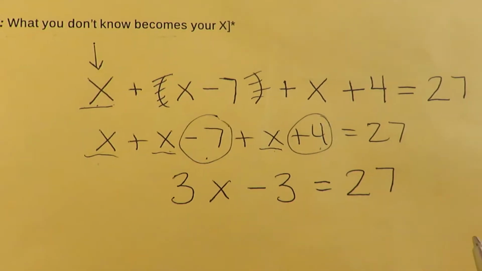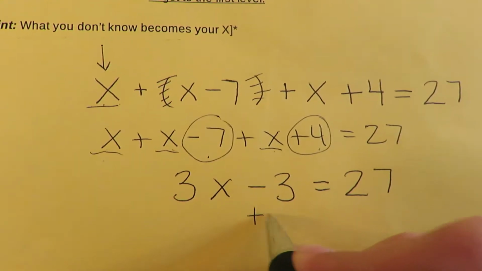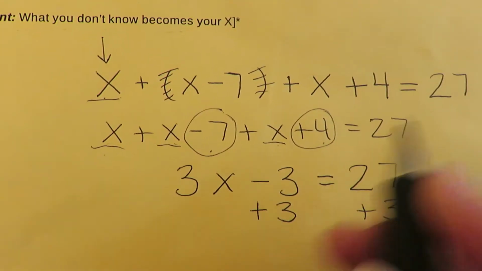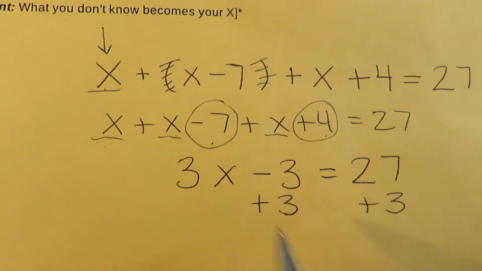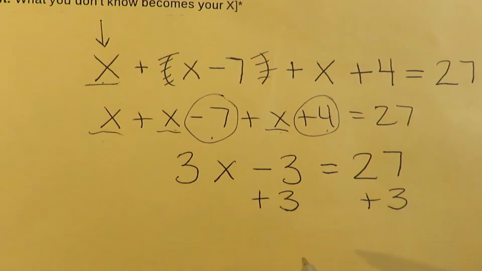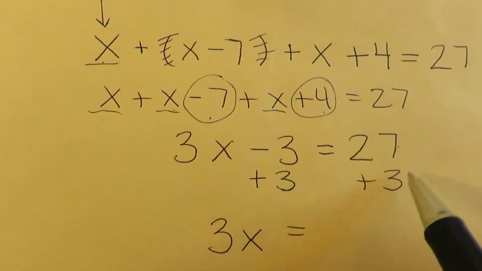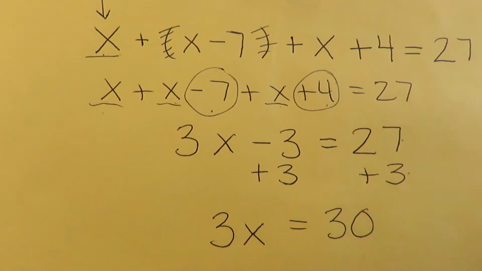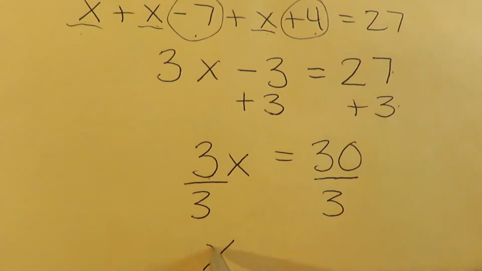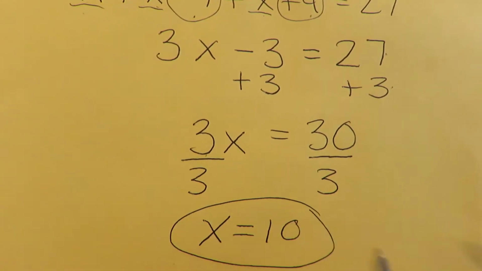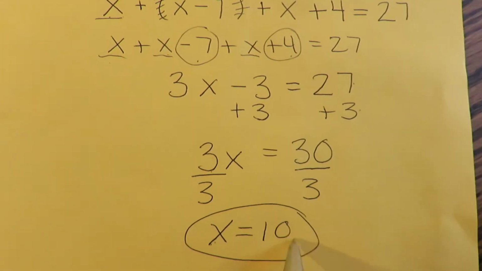Now this looks even more like one of the equations that I've seen before. To get rid of that 3, I've got to add 3. I choose this 3 first because this multiplication is a very strong bond, and we always want to pick off the ones on the edge first. So now I have 3x equals 27 plus 3, which is 30. Now I just need to get rid of that 3: divide by 3, divide by 3, and I get that x equals 10. That tells me that the first flight, or the first amount he walked up, is 10.